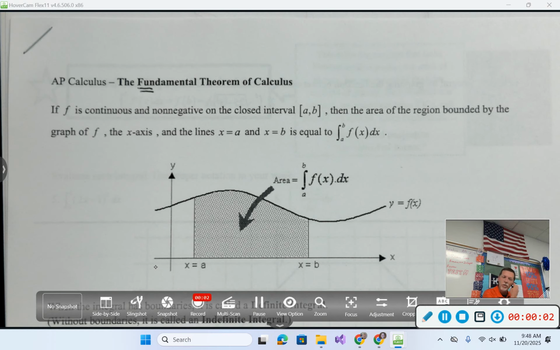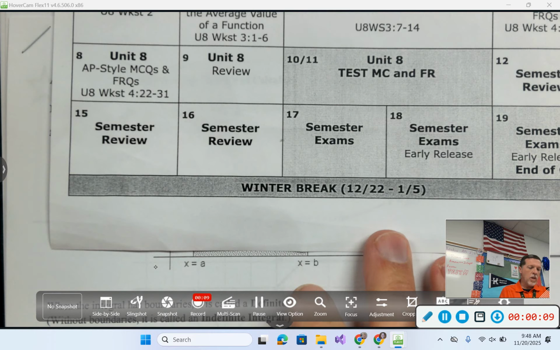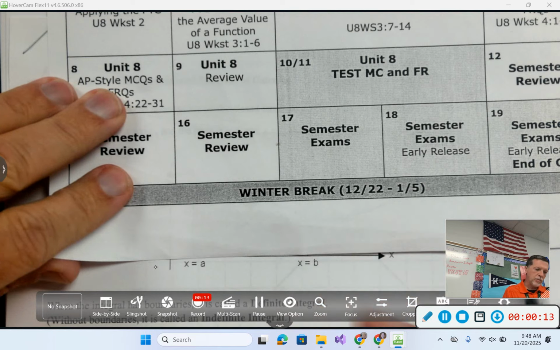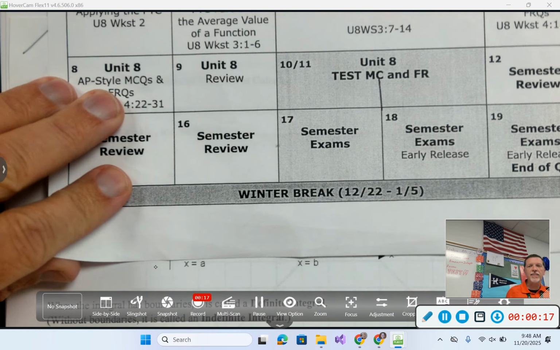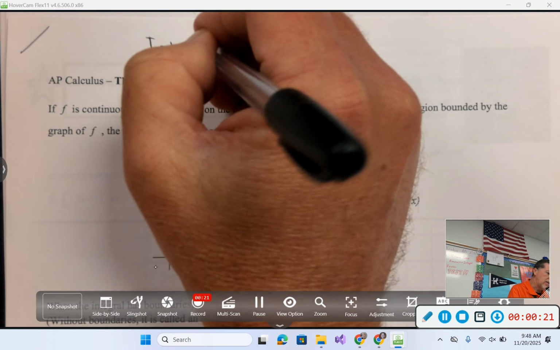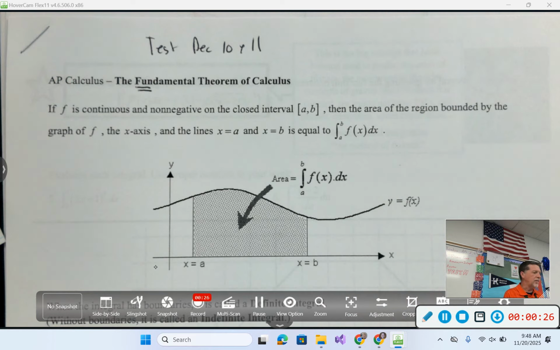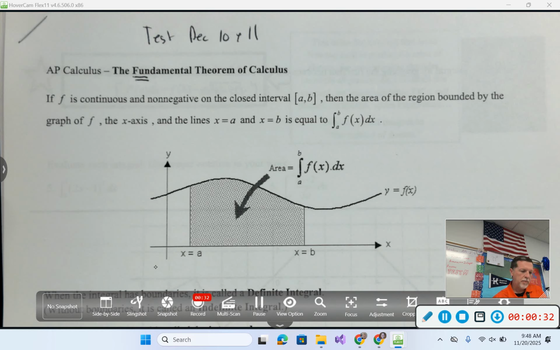All right, new unit: the fundamental theorem of calculus. It's the last unit before the break. The test will be... ooh, that's not a block day, so we may have to divide that test up. But the test is December, probably 10th and 11th. Maybe we can see how to split it up, if we need to split it up.